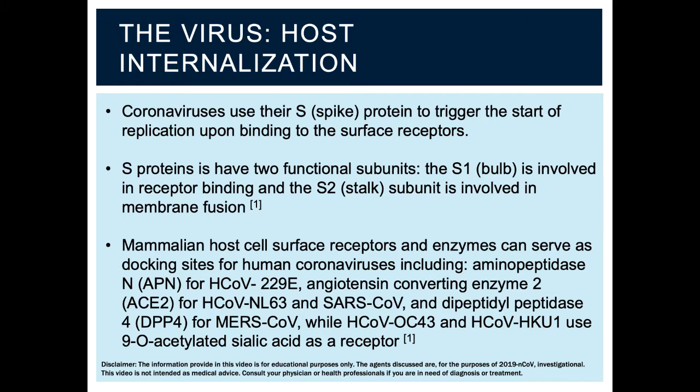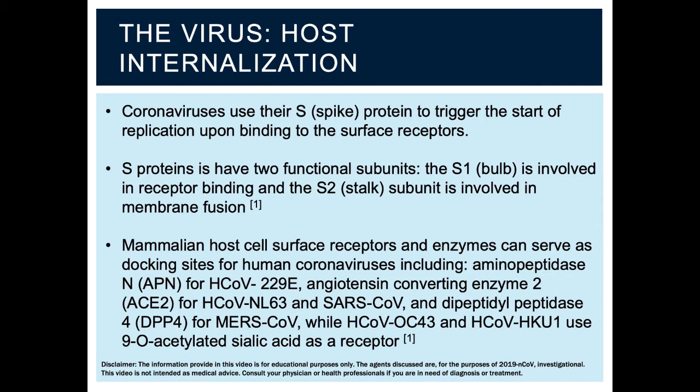It turns out that the coronavirus uses its spike protein, or its S protein, to trigger the start of replication upon binding to surface receptors found on host cells. The S proteins have two functional subunits, the S1 or bulb subunit, which is involved in receptor binding, and the S2 or stalk subunit, which is involved in membrane fusion. As we'll see in a few minutes, the S protein is of particular importance for our discussion on drug targets.